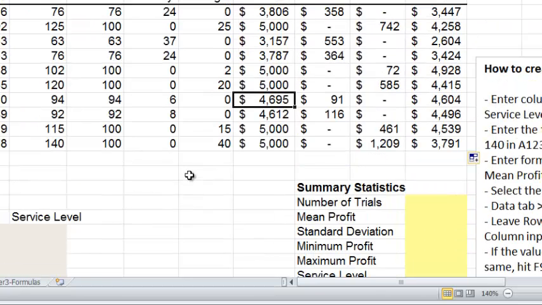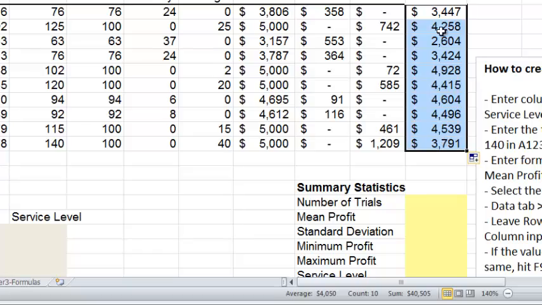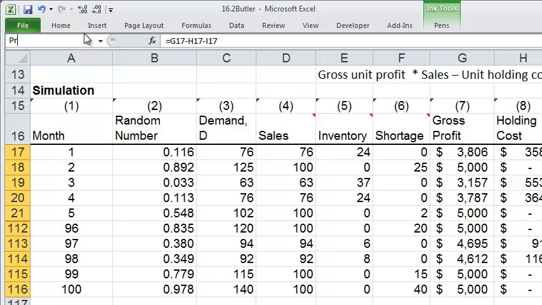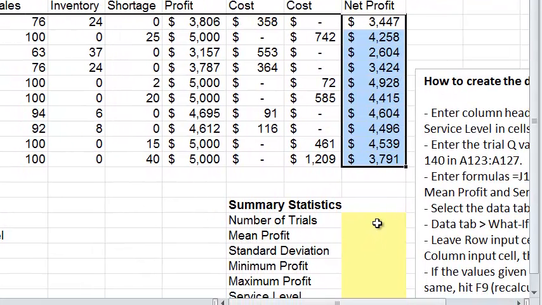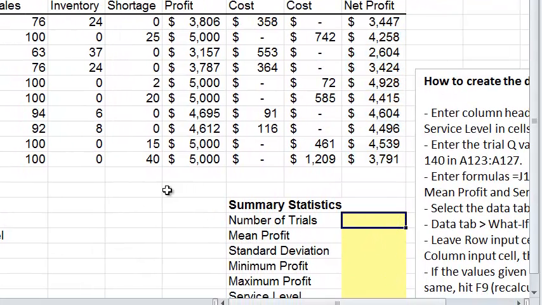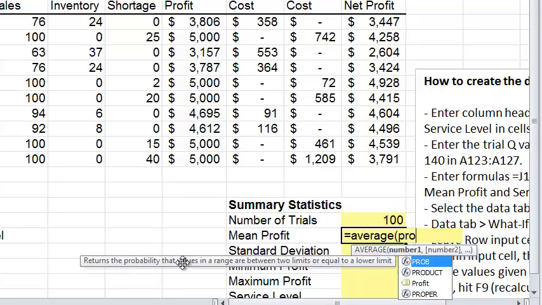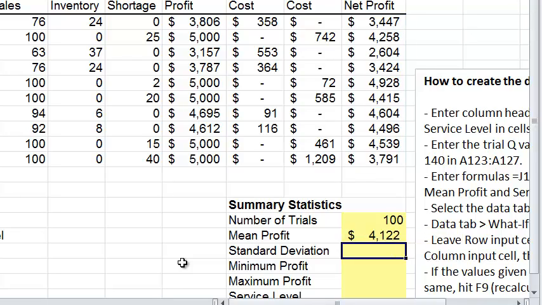Since we'll be referring to the column of net profits frequently, I'm going to name them. So I'm going to highlight all 100 numbers and go over to the name box and give it a name. Let's say profit and hit enter. Now we'll go over and start filling in the summary statistics. Number of trials, 100. Mean profit should be average. Okay, that's 4122 mean profit. Standard deviation, STDEV.S of, again, the profit, 735.